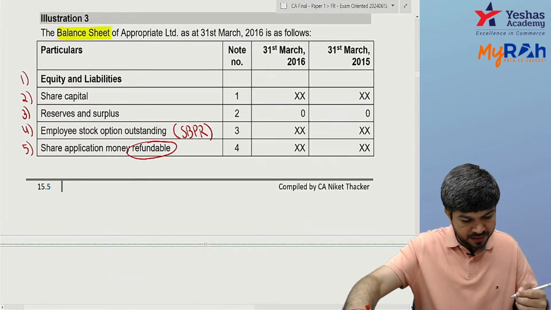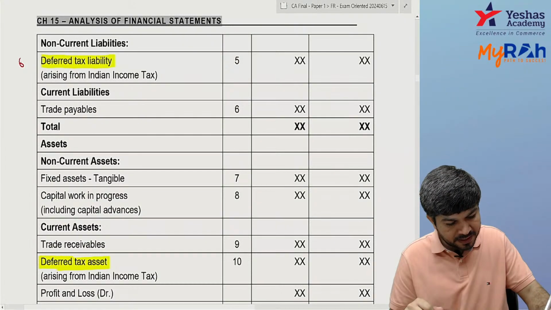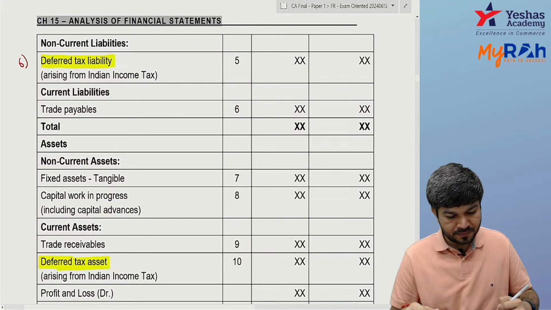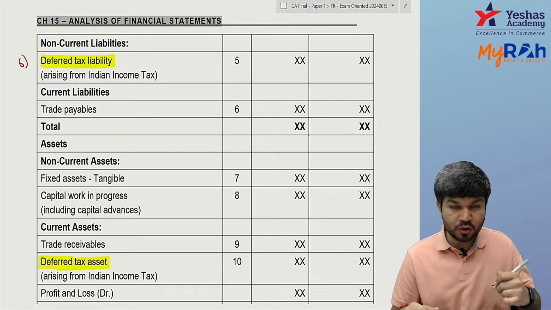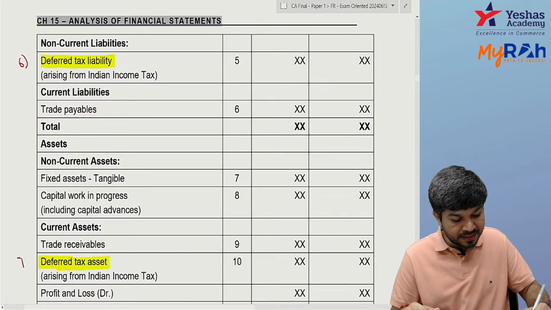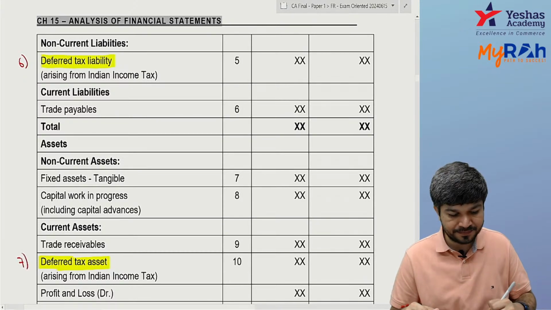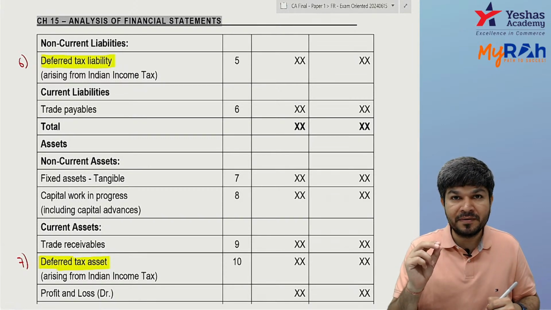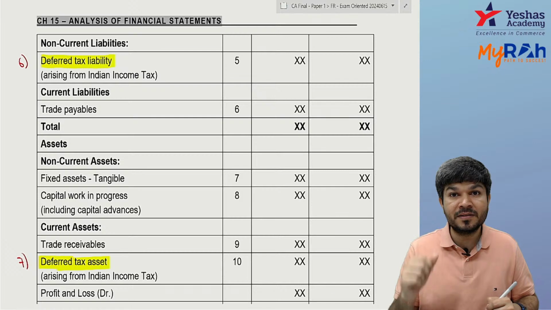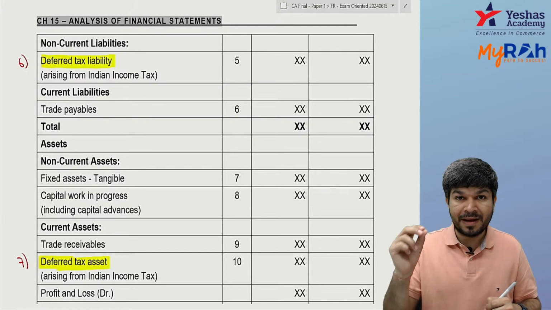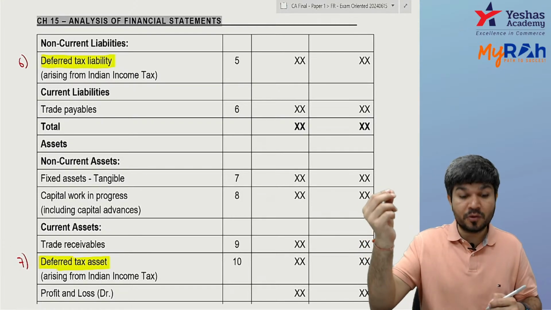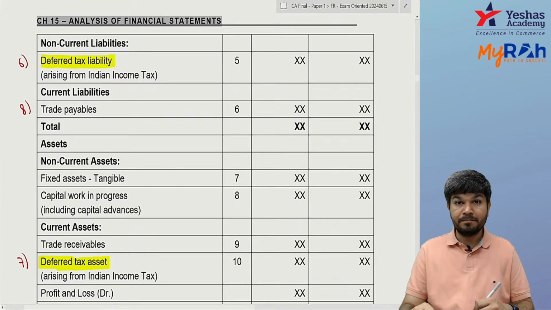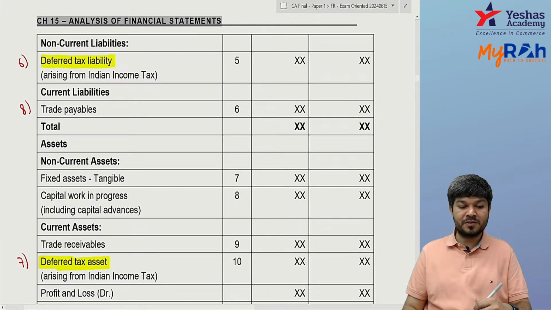Which was the last point we had written? 5. Okay, here I just write down 6. Net is to be shown for DTA and DTL. So even if net DTA comes, it should not be under current asset, it should be under non-current asset. Okay, trade payable. If you recall, trade payable is to be bifurcated as dues to micro and small enterprises and dues to others. So there is also a problem here.